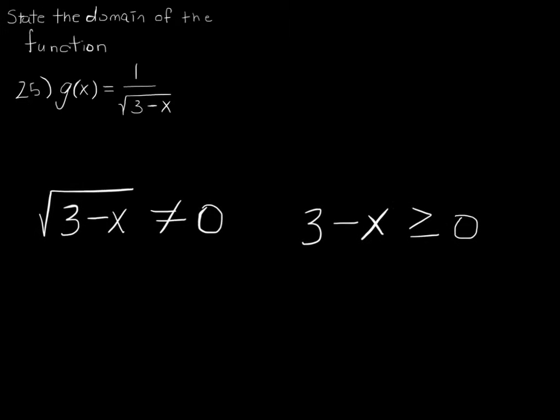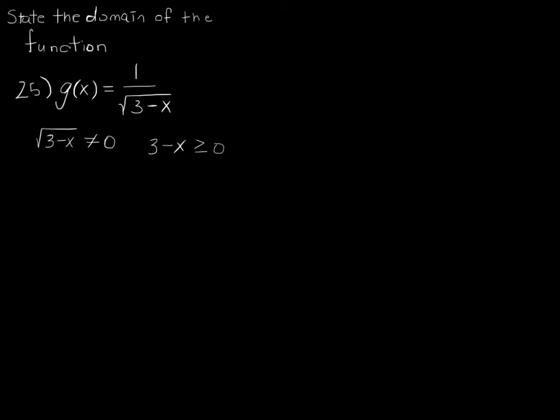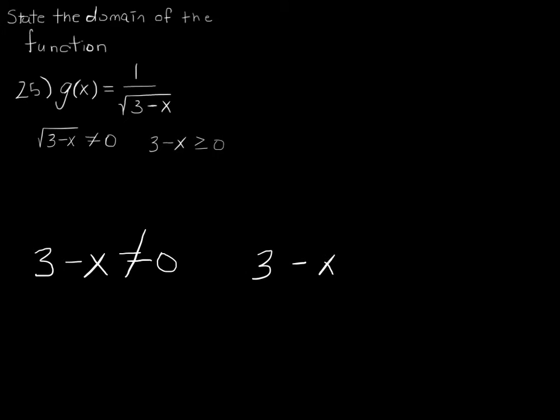The fact that the square root of 3 minus x can't be 0 is because it's in the denominator of a fraction, and the fact that 3 minus x has to be bigger than or equal to 0 is because it's inside of a radical. So that means that 3 minus x can't be 0, and 3 minus x needs to be bigger than or equal to 0. The fact that 3 minus x can't be equal to 0 is because if 3 minus x was 0, then we'd have a 0 inside the radical.